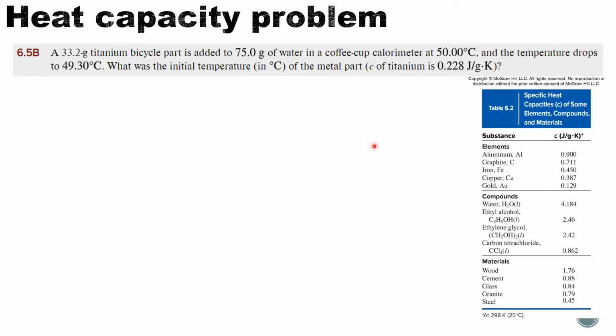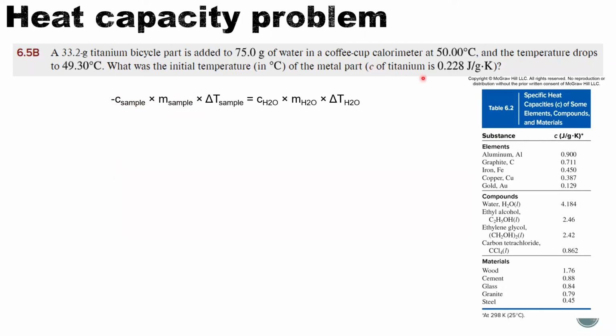And also, there is a hidden piece of information you should get. That is, the water in the coffee cup drops to 49.3 degrees Celsius. That temperature, 49.3 degrees Celsius, is a final temperature that is also shared by the titanium part, the sample. Although it does not tell you, you should know the final temperature of the titanium part is also 49.3 degrees Celsius. Okay, so with that, we can write our equation.